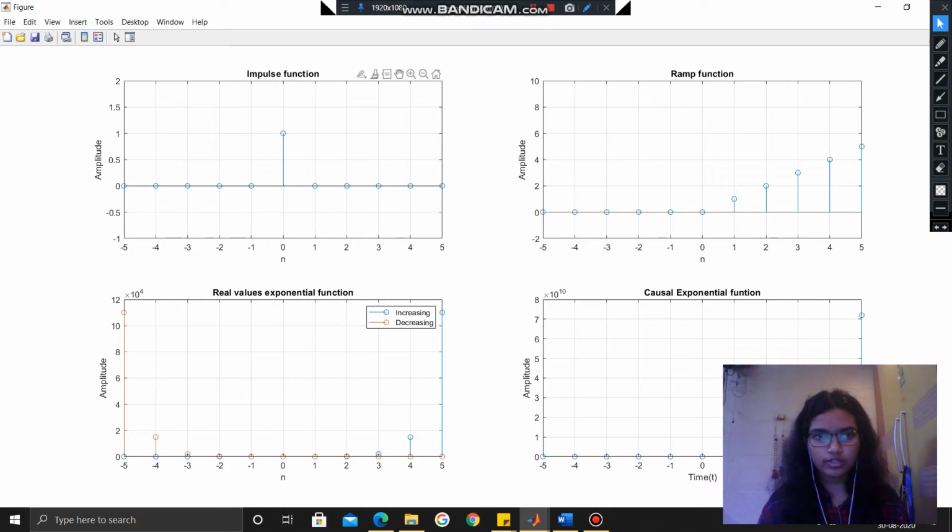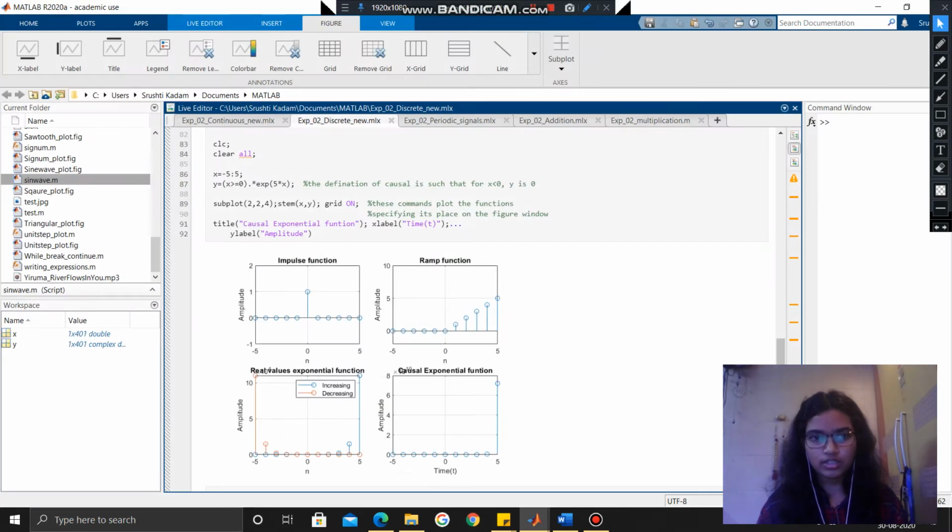See, exactly at x equal to 0, the value of y is 1. Instead of strength, over here the value of y is actually 1. In the causal exponential, had we taken another sampling period, we would have gotten a clearer image. So these are our plots.